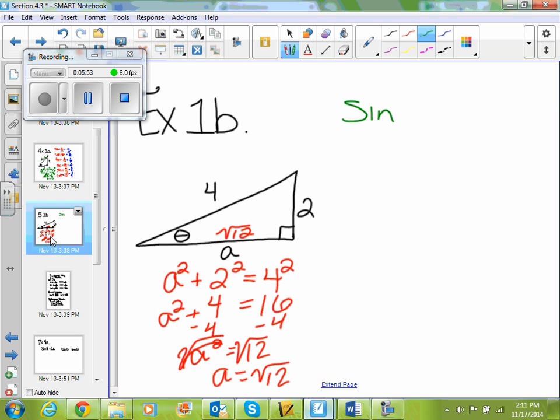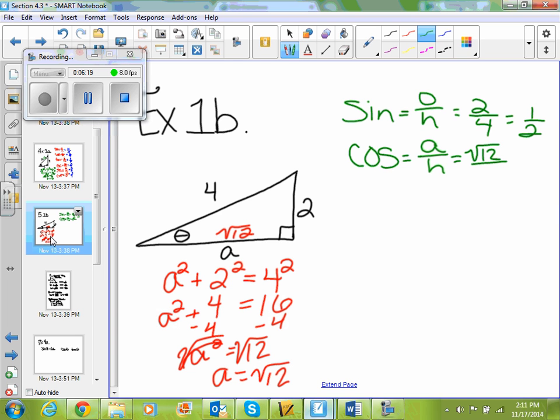The first thing I'm going to find is sine, and sine is always opposite over hypotenuse. In this case my opposite side is 2 and my hypotenuse is 4, and 2 over 4 reduces to 1 half. So my sine is 1/2. For cosine, cosine is adjacent over hypotenuse. My adjacent side we just found was the square root of 12, and my hypotenuse is 4, so cosine is square root of 12 over 4. My tangent is opposite over adjacent. My opposite side is 2 and my adjacent side is square root of 12, so tangent is 2 over square root of 12.